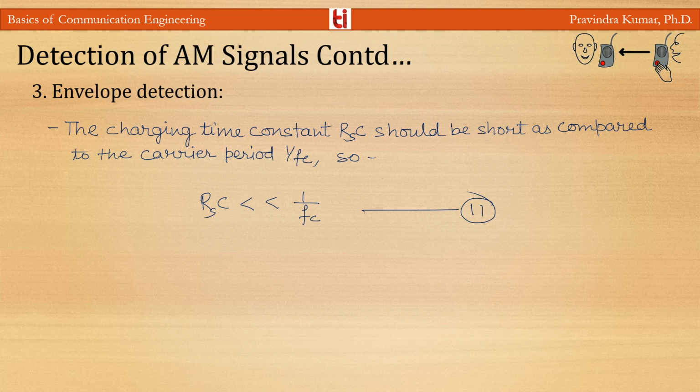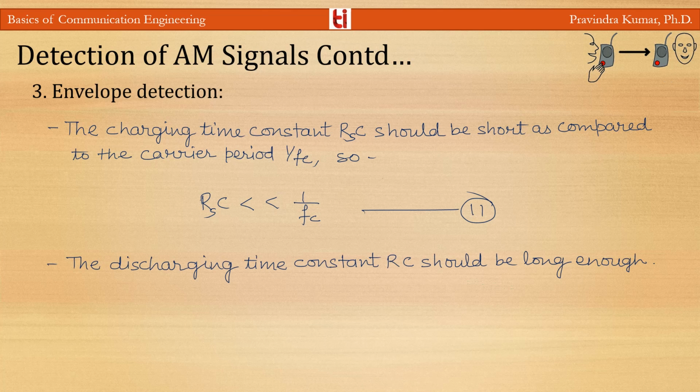On the other hand, the discharging time constant RC should be long enough so that the capacitor discharges slowly through the load resistor R. But this time constant should not be too long, or it will not allow the capacitor voltage to discharge at the maximum rate of change of the envelope. So RC should be very much greater than 1/f_c, but very much less than 1/f_m. f_m is the maximum modulating frequency here.